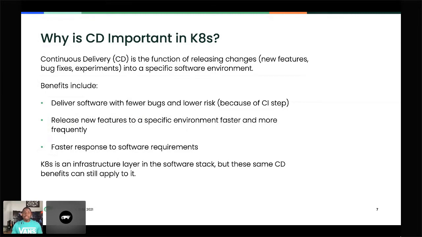Continuous delivery is essentially the function of releasing changes into a specific software environment. Those changes could be brand new features, they could be refactors or bug fixes or experiments. And those different software environments could be dev, staging, or production. And this is especially useful and typically goes hand in hand with another concept known as continuous integration.